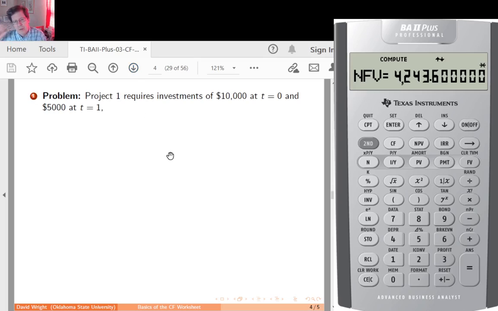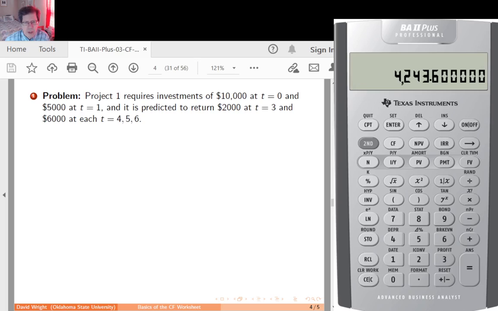Okay, now here's the second problem. This is going to be a project comparison. So project 1 requires investments of 10,000 at time 0 and 5,000 at time 1. And it is predicted to return 2,000 at time 3 and 6,000 at time 4, 5, and 6. So you have a little bit of investment at time 0 and 1, and then you get return at times 3, 4, 5, and 6.